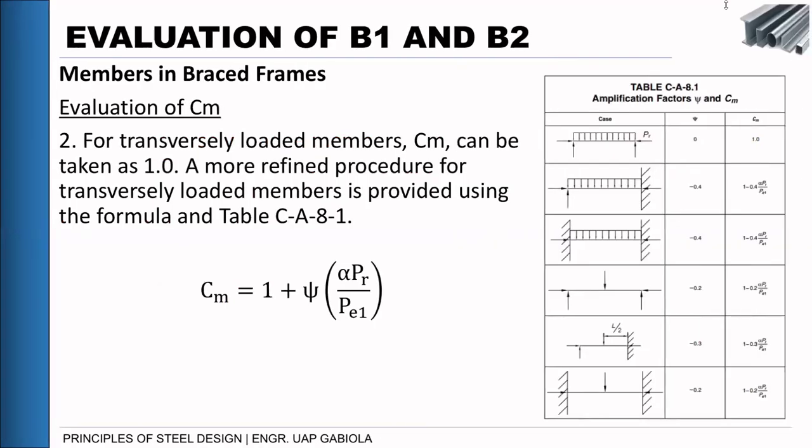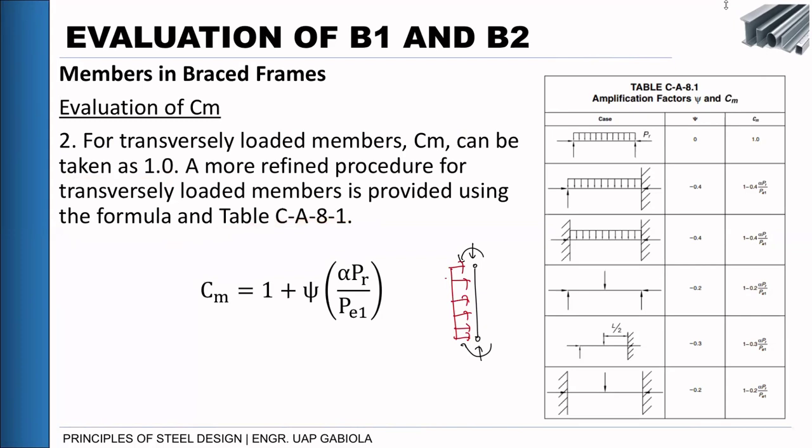For number 2, for transversely loaded members, so ibig sabihin, yung ating section niya is nagkaroon na siya ng transverse loading. So this is our column. Then we have our loading dito. Yan, may transverse loading na yung column natin. So CM can be taken as 1.0, sabi daw ni code. Pero a more refined procedure for transversely loaded members is provided using the formula in table C8-1.